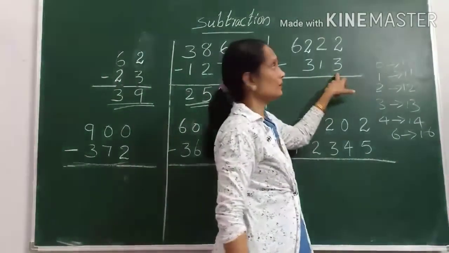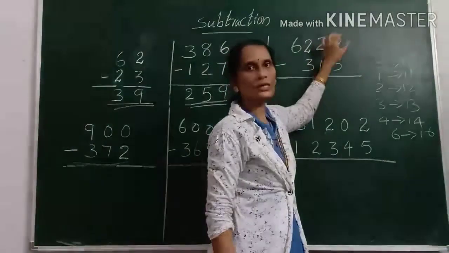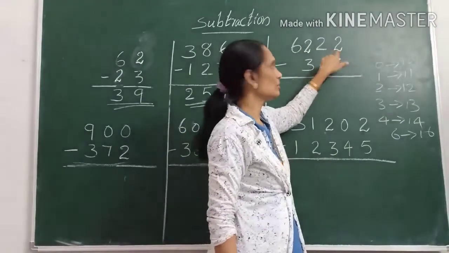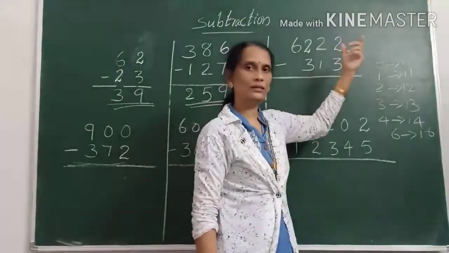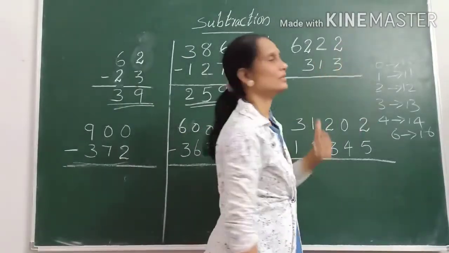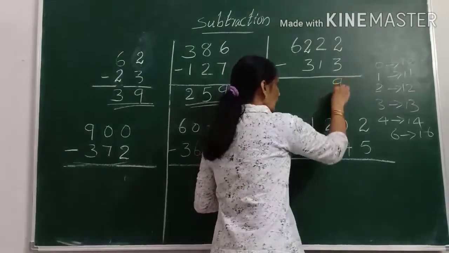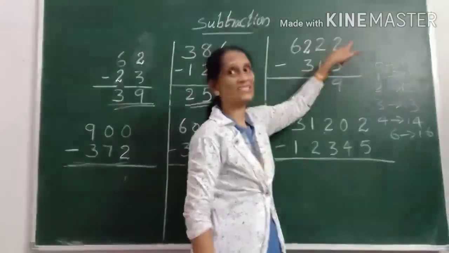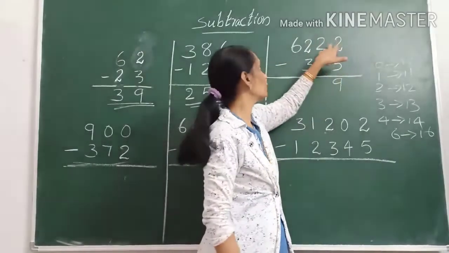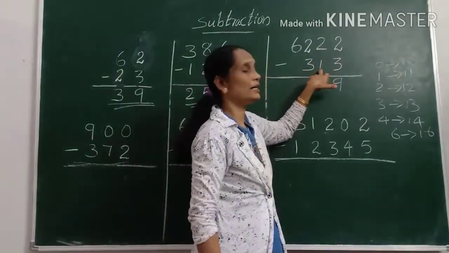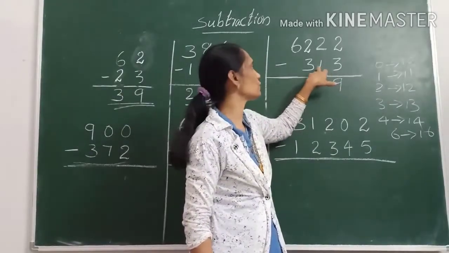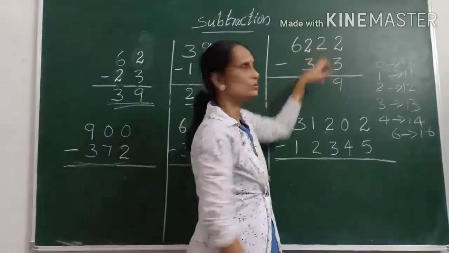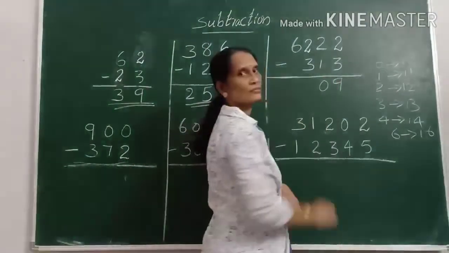Here there is 3 and 2. 2 is smaller. So, what should you do? 2 should be considered as 12. 3 plus how much is 12? 3 plus 9 is equal to 12. That 2 is considered as 12. That 1 should be added to the tens place. 1 plus 1, 2. 2 plus how much is 2? 2 plus 0 is 2.